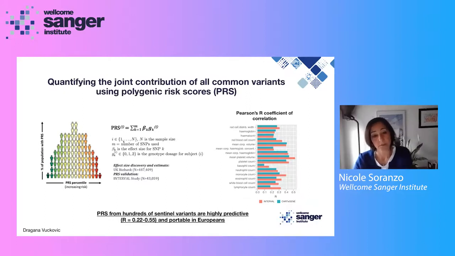So we developed the polygenic risk scores in UK Biobank, and then we validated them in two populations: in the INTERVAL study and also in a Canadian study led by Guillaume Lettre, among others. What we can see is that these polygenic risk scores that are derived from hundreds of sentinel variants are both highly predictive, with Pearson correlation measured between 0.22 and 0.55, and also highly portable across European populations.